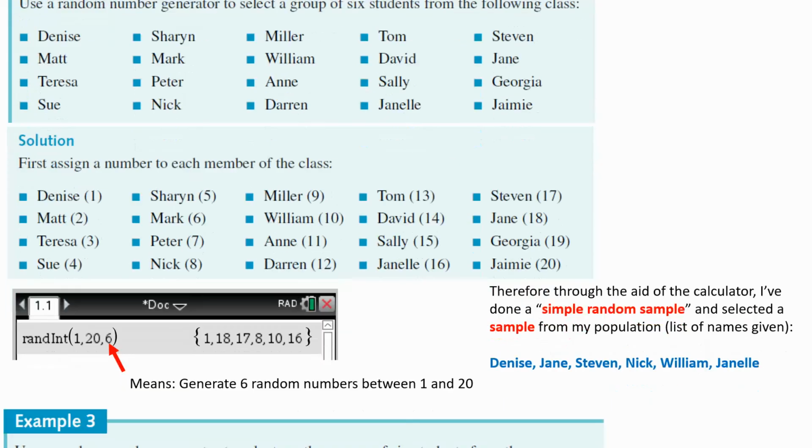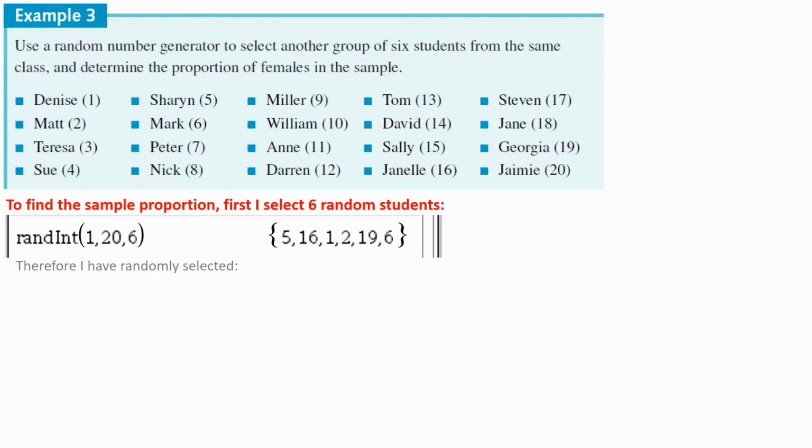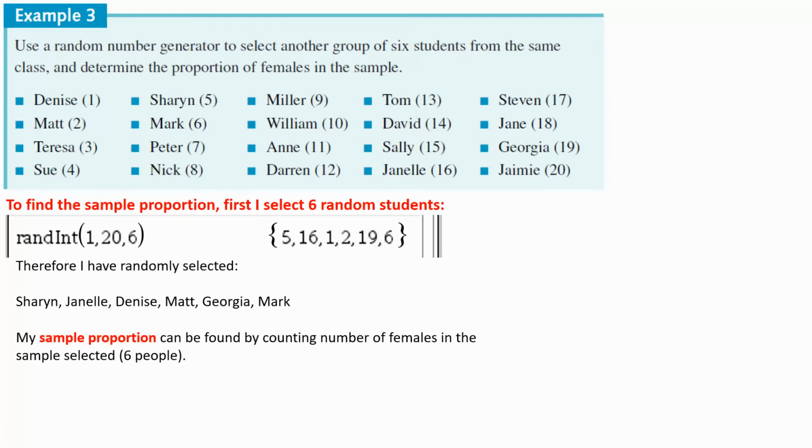Okay, now, what I want you to understand here is the list of names that I have here, we can call that the population. It's a small population. When I pick a group of 6, in my case, when I picked out the group of 6, 5, 16, 1, 2, 19, 6, I've got these students here. This is my sample. And every one of you is going to have a different sample. Okay? That means our sample proportion is going to be different for every one of us.